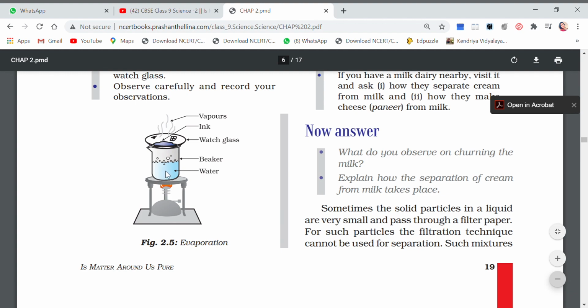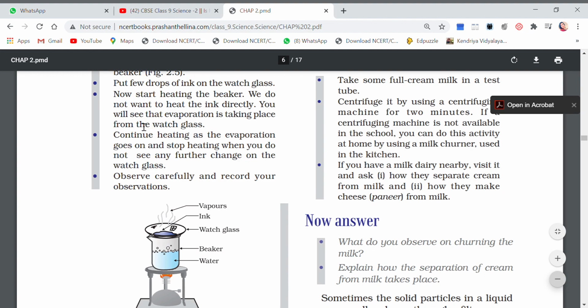Understood? We are not directly heating it, we are indirectly heating the ink. Let me show you here. See, now start heating the beaker. We do not want to heat the ink directly. You will see that evaporation is taking place. Now after some time you will see a few vapors coming out of the ink.